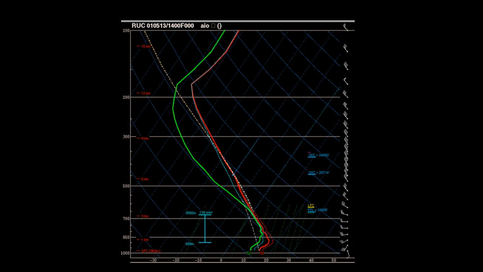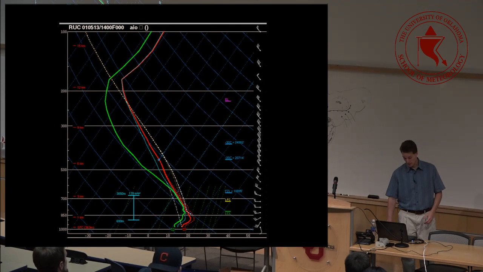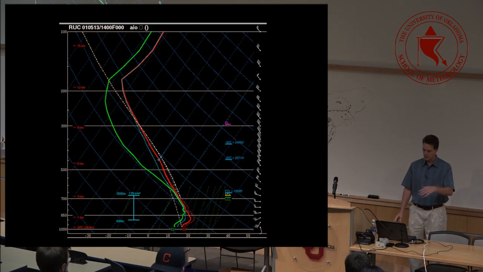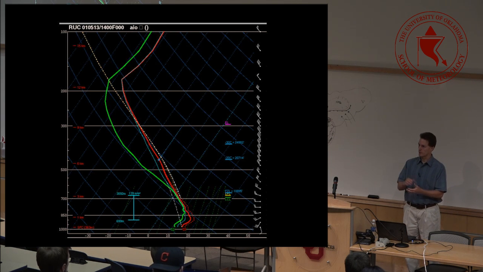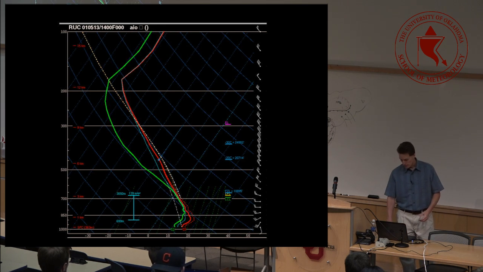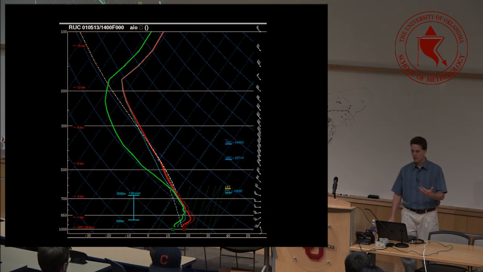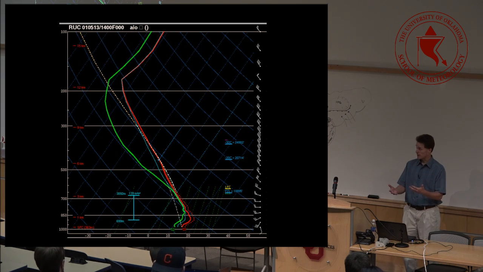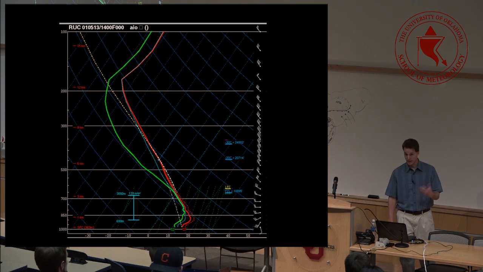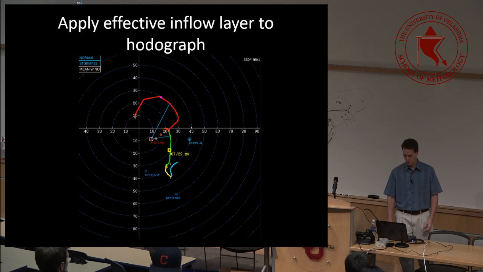So it's just this layer, everywhere those parcels are buoyant enough and not strongly capped. It happens to be that layer, roughly 900 millibars to a little bit above 700 millibars. So that's the notion of the storm inflow layer. If this is an accurate sounding, then that should be the air feeding the thunderstorm updraft. So that's the layer we're interested in for the horizontal vorticity.